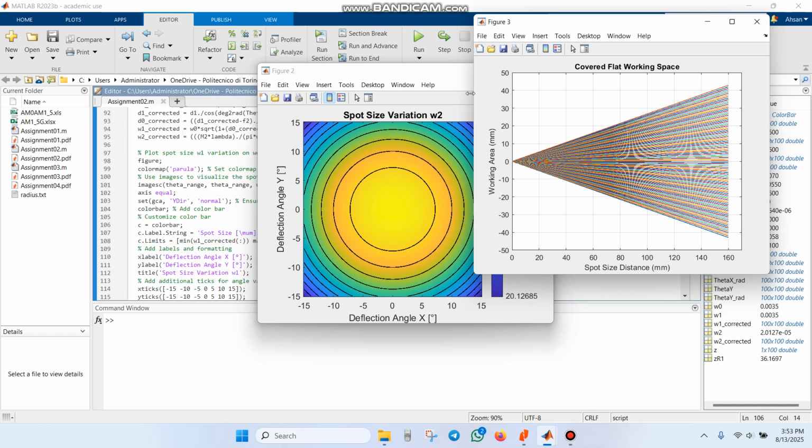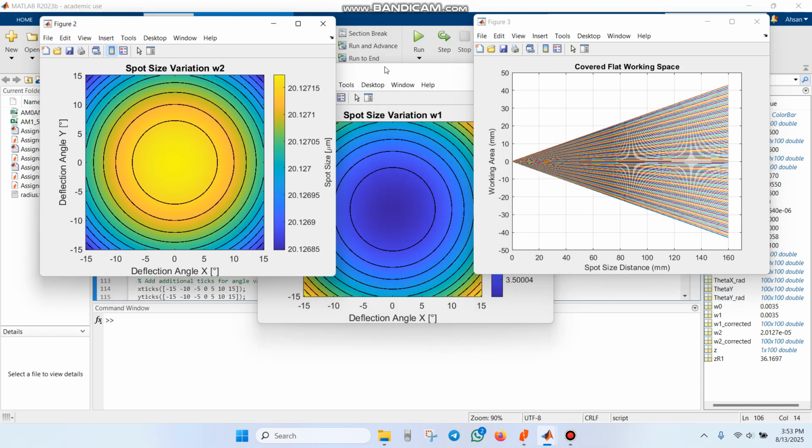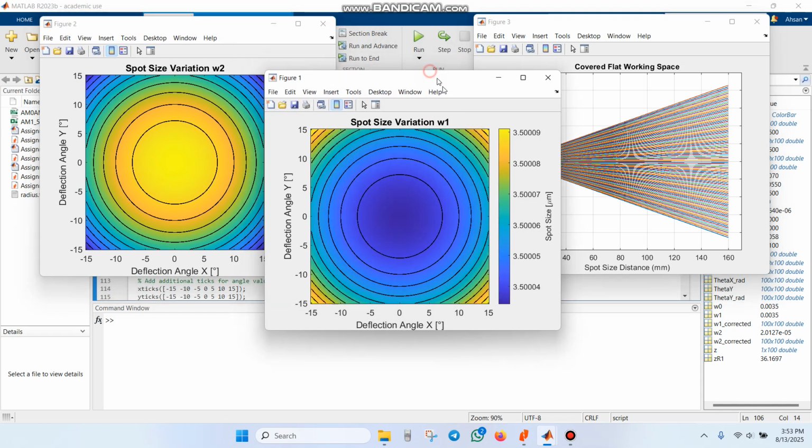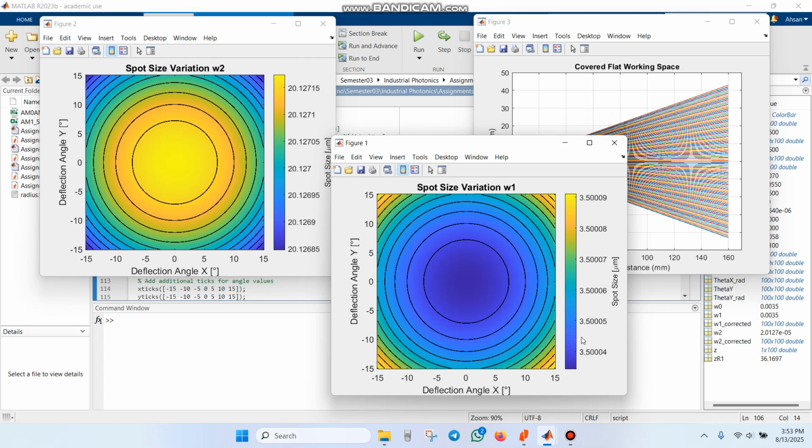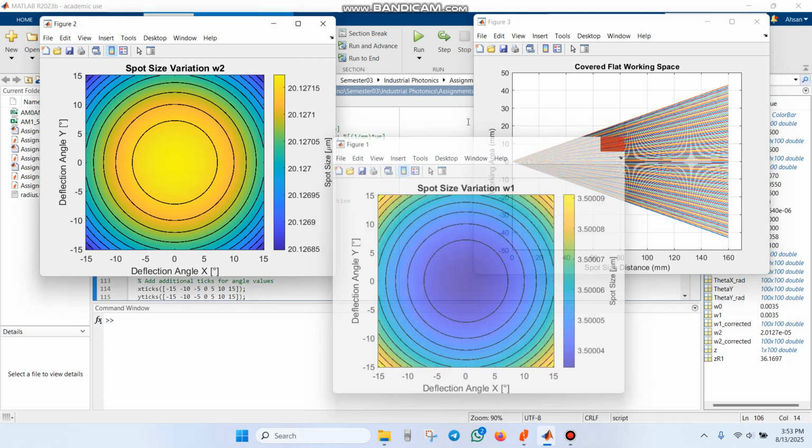So this is the flat working space. This is the spot size after the second lens. This is the spot size after the first lens, and as you can see, the entire system basically works as an f theta lens, although it employs spherical lenses. So aberration is basically corrected when you use the pre-focusing deflection unit.